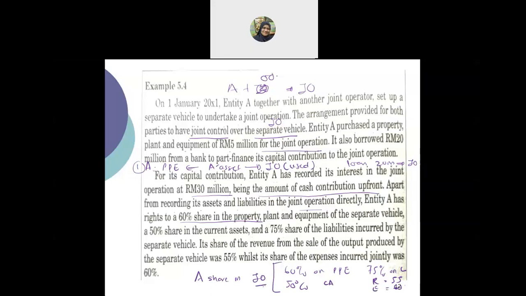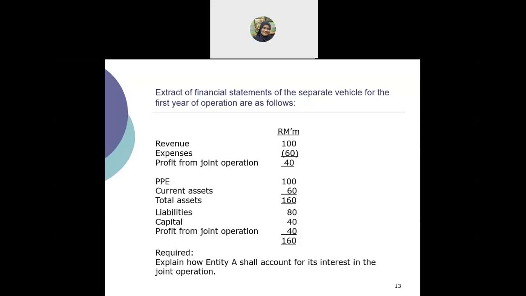Now we're going to prepare the journal entry. Before that, we look at this extract of the financial statement of the separate vehicle. The separate vehicle here is your joint operation, so this is the result of the joint operation. If you look at the revenue and the expense that they have, and the PPE that they have in the joint operation company, the new company here, the PPE is 160, and then you have 80, 40 for capital, and then the profit from the operations here is your RE. So if you look at here, A brought 5 only, which means that another 95 is from another joint operators.